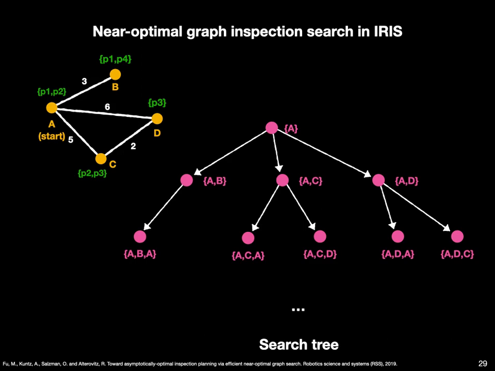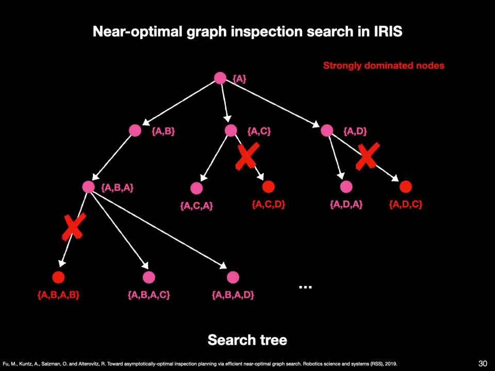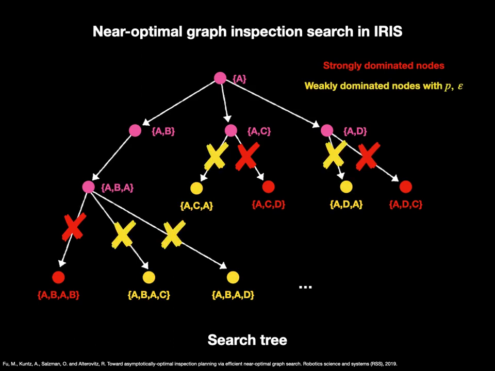The original ARIS used multiple techniques to prune away nodes. Strong domination prunes away nodes that are absolutely not promising compared to other existing nodes in the search tree, but pruning away only strongly dominated nodes is far from sufficient in most cases. Here comes the near optimal relaxation using P and epsilon. Weak domination prunes away much more nodes, shown in yellow here. For more details about the pruning techniques, please refer to the original paper.